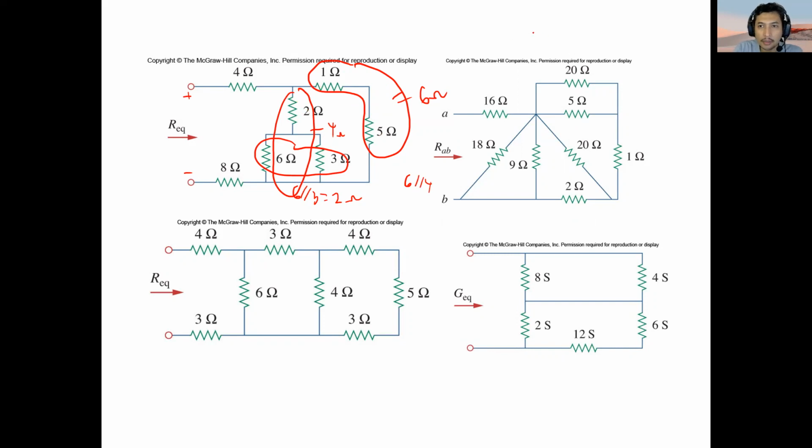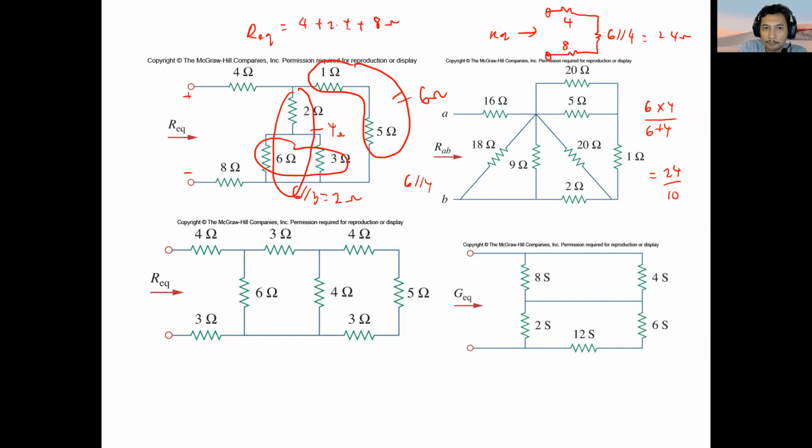Right now your circuit has become a simplified version, where this one is 6 parallel with 4. This one is 4 ohm and this one is 8 ohm. So 6 multiplied by 4 over 6 plus 4, you should get 24 over 10. So this one is 2.4 ohm. So the R equivalent seen from this circuit is 4 plus 2.4. So this one is now R in series. So the R equivalent is 4 plus 2.4 plus 8 ohm.